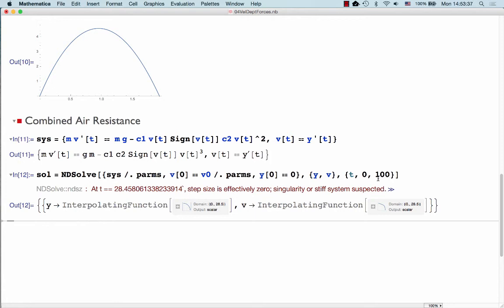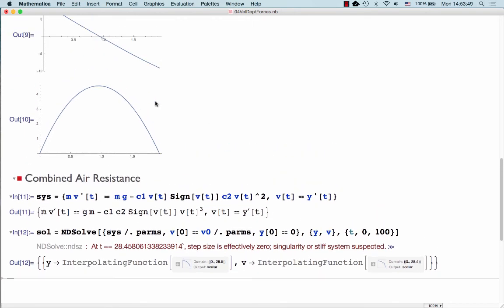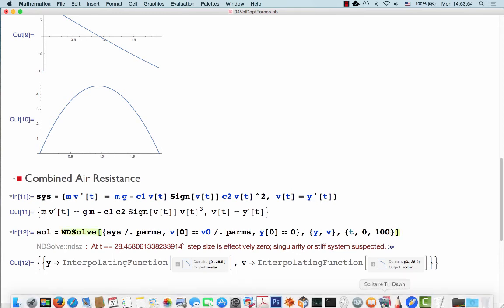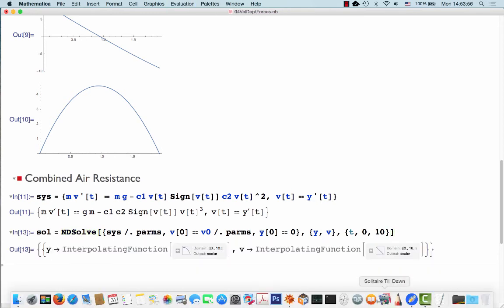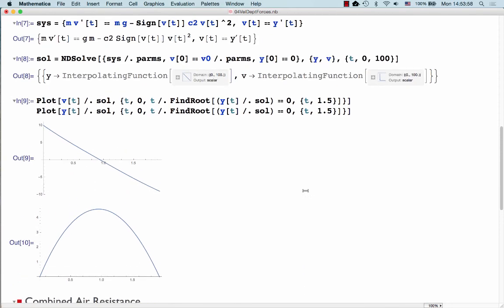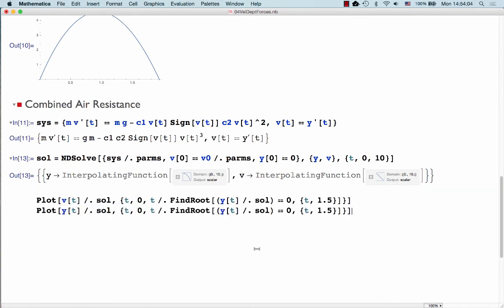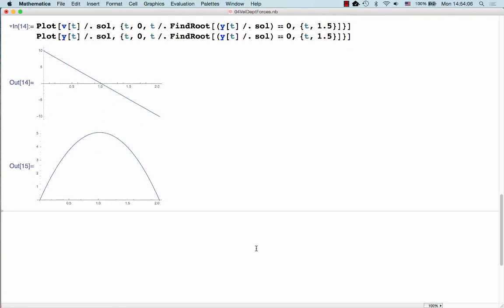Okay, it didn't like me too much out at 28 seconds. So that's probably okay because we know that we really only need to look out to about 2 seconds. So I'll just tell it, all right, just do it for 10. And now it doesn't mind me so much. All right, and then we go ahead and plot the solution over the physically meaningful area.